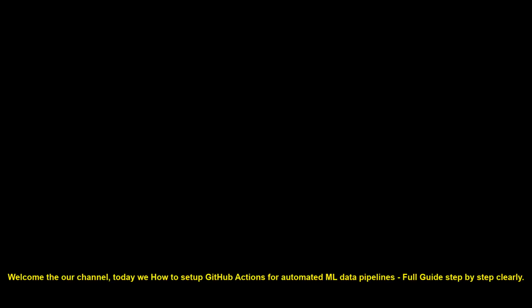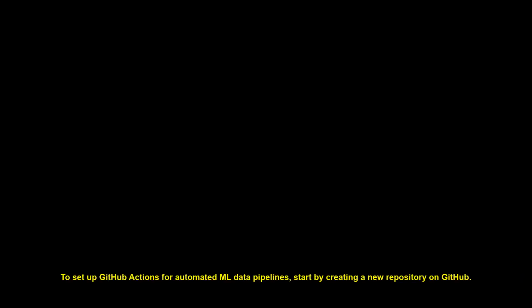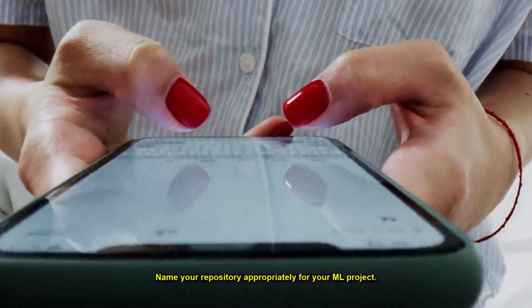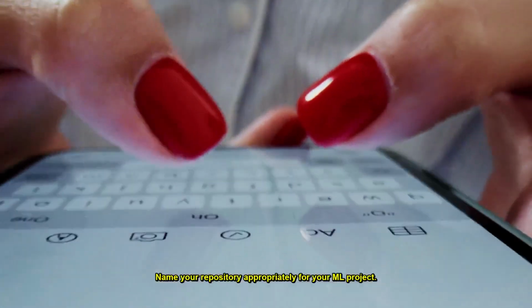Welcome to our channel. Today we'll show how to set up GitHub Actions for automated ML data pipelines, a full guide step by step, clearly. To set up GitHub Actions for automated ML data pipelines, start by creating a new repository on GitHub. Name your repository appropriately for your ML project.